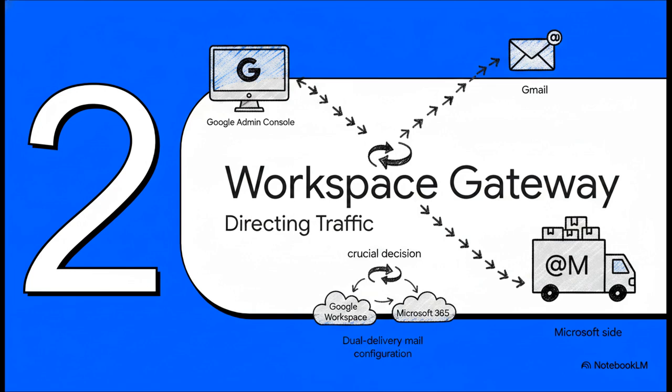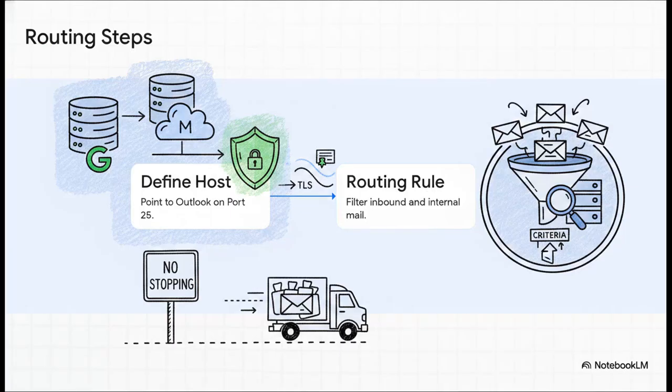All right, moving right along to Section 2, the Google Workspace Gateway. Let's talk about directing that traffic. Now we actually get to pop open the Google Admin Console and see how the system makes that crucial decision: what stays in Gmail and what gets loaded onto the trucks for Microsoft. To make this work, there are two absolutely critical steps. Step 1 is defining the host.